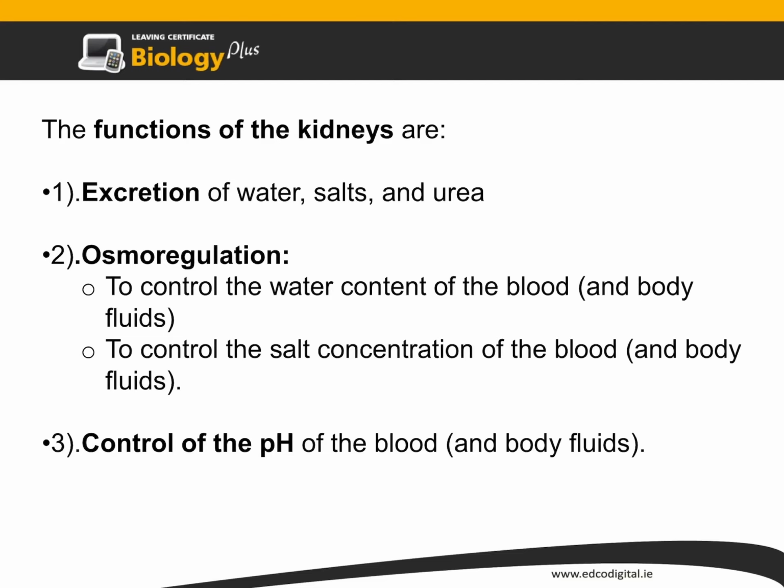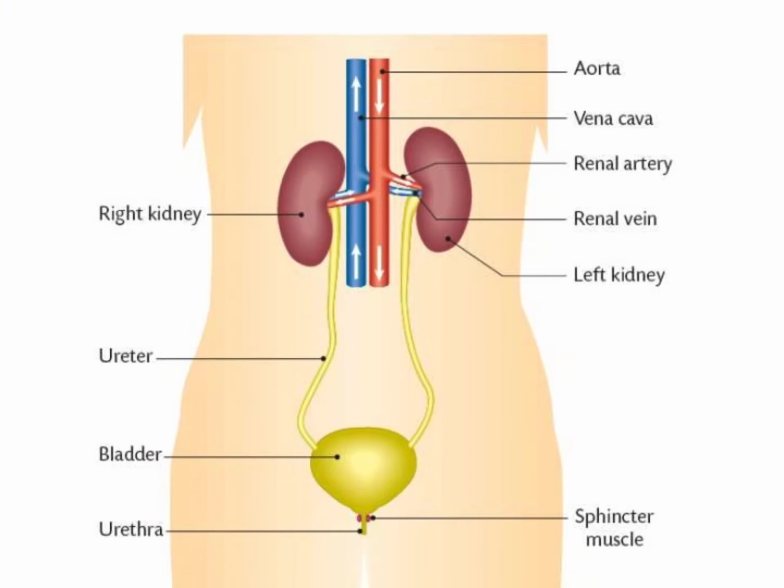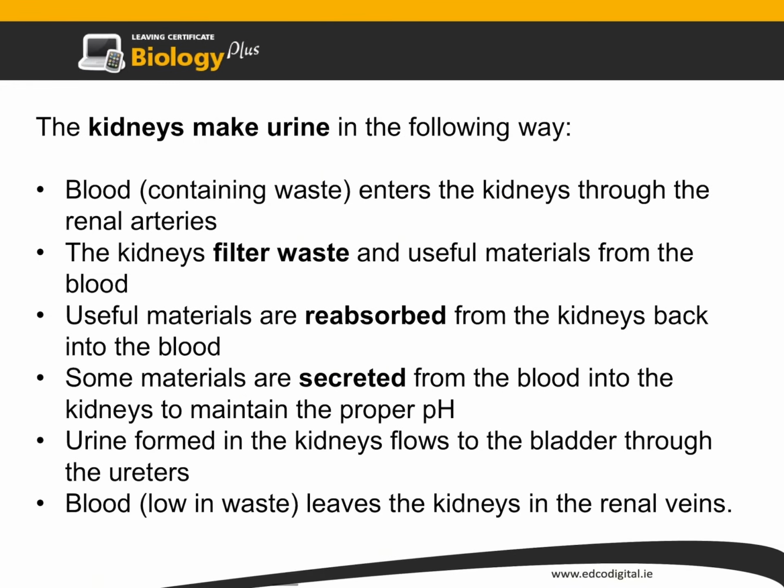Okay, so the functions of the kidneys are excretion of water, salts and urea, and a mixture of water, salts and urea is urine. So production of urine is one function of the kidney. And then osmoregulation, to control the water-salt balance of your blood and to control the pH of your blood, okay? Now, again, look, that's junior cert. You're all okay with labelling that, I'm sure.